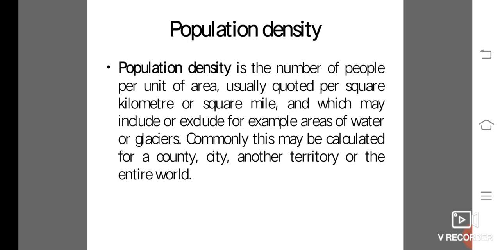Now we will see what is population density. Population density is the number of people per unit of area, usually quoted per square kilometer or square mile, and which may include or exclude, for example, areas of water or glaciers. Commonly, this may be calculated for a country, city, another territory, or the entire world.